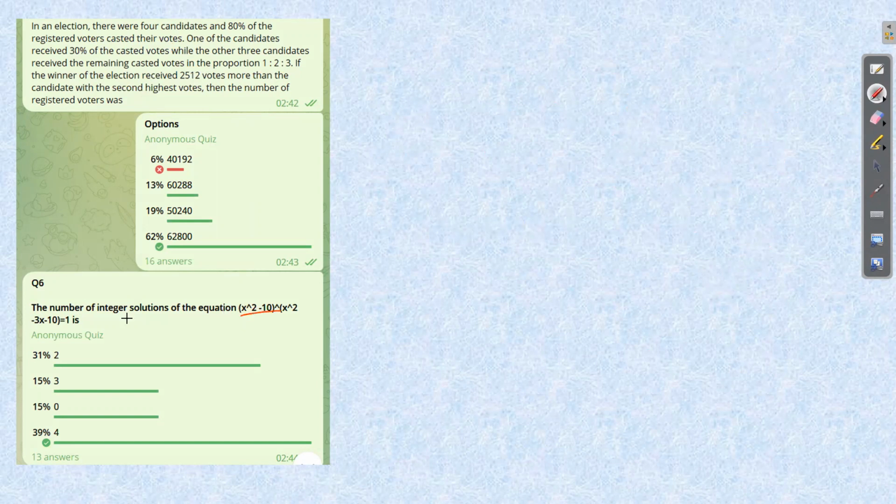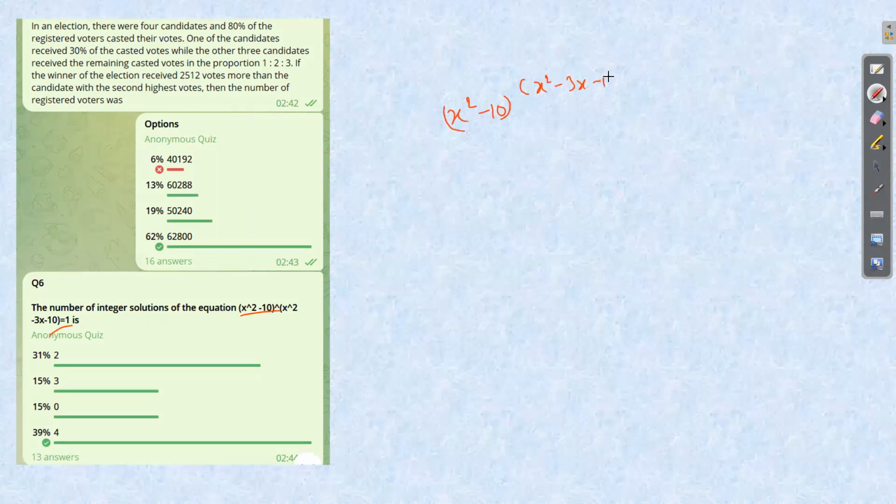The best question of today. This is a very good question. That is (x square minus 10x) to the power (x square minus 3x minus 10) equals 1.